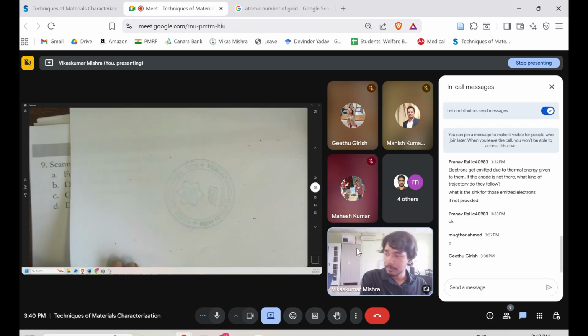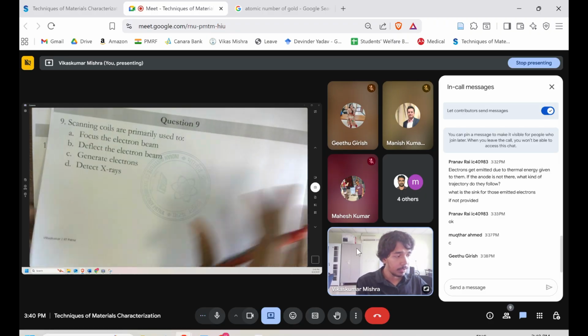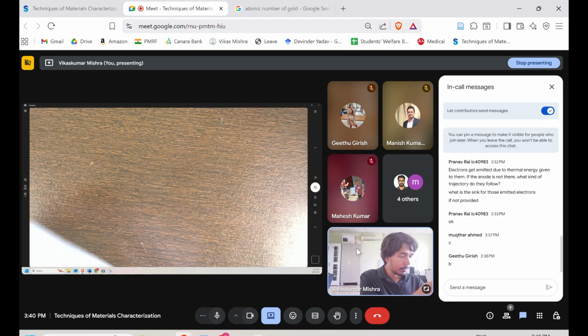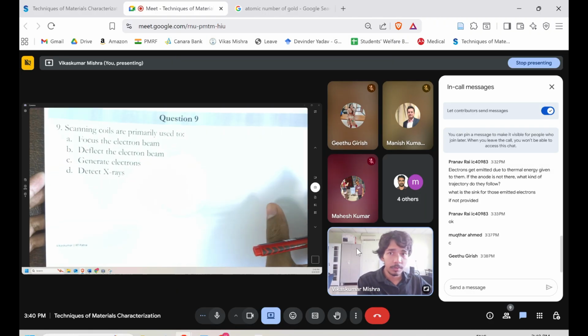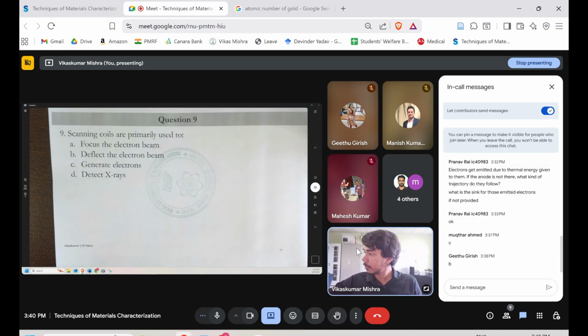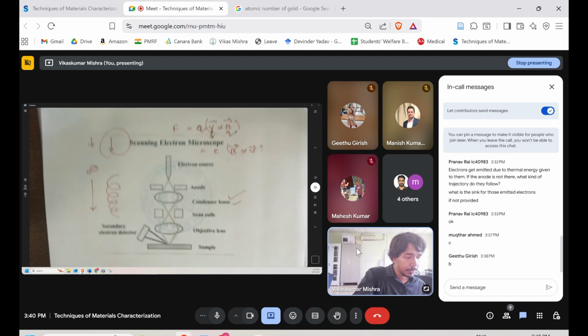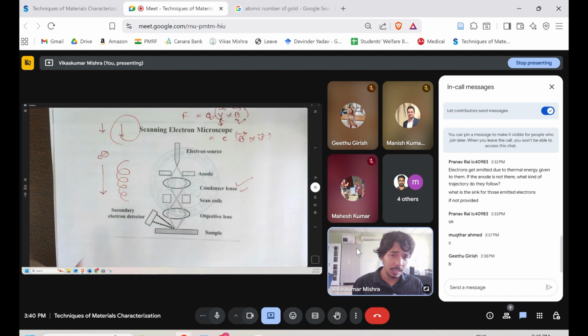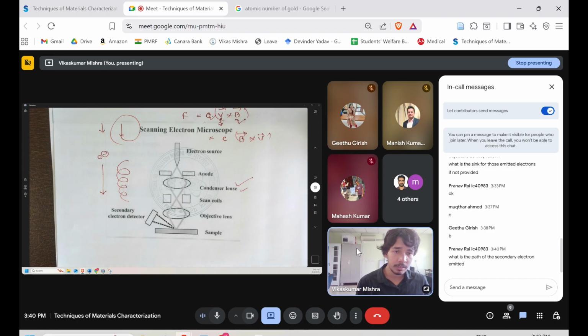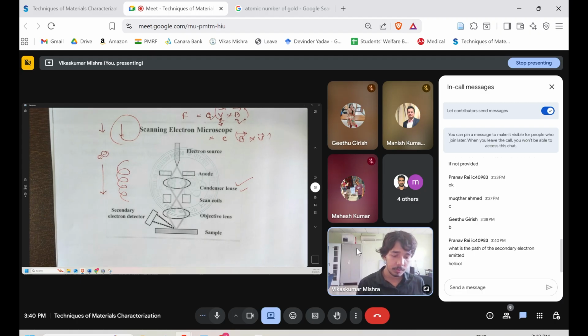So now, one more thing. Question number 9. We keep talking a little bit. We are trying to get more information. I am trying to add a few more things, even though we are not completely discussing the path of the secondary electron emitted. Path of the secondary electron. Helical.